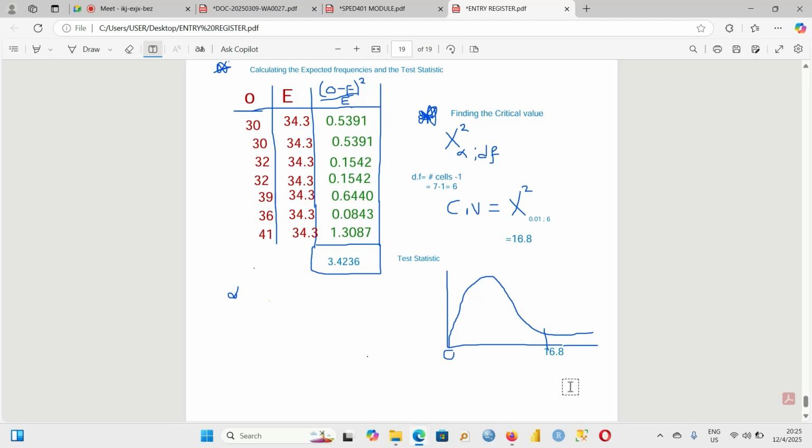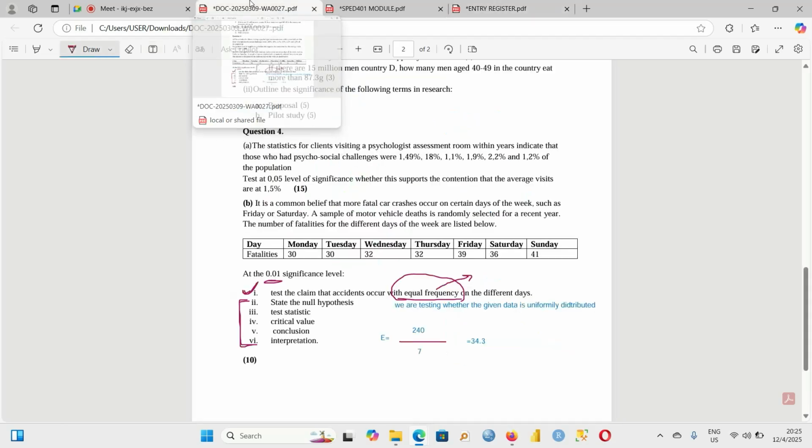So how do we now conclude? We are now making a conclusion. We were trying to answer this. We have stated the null hypothesis, and we have stated the alternative as well. We have set the test statistic and the critical value. We are now on conclusion.